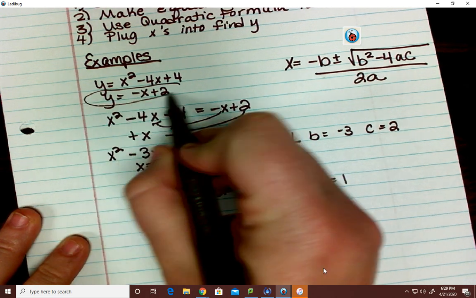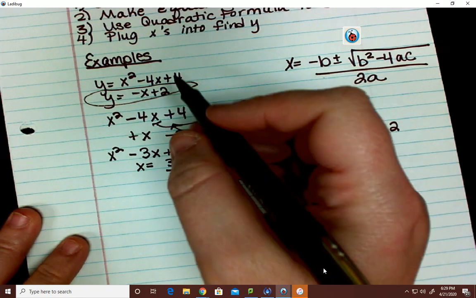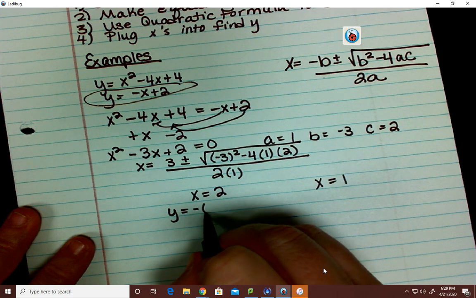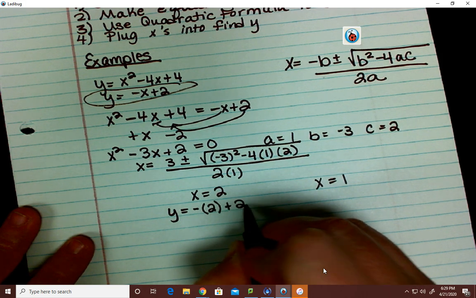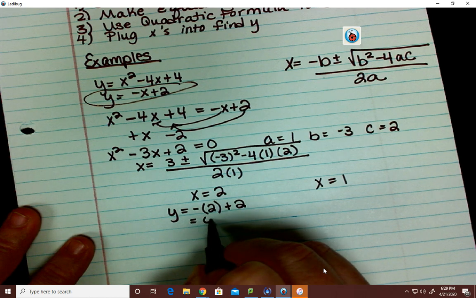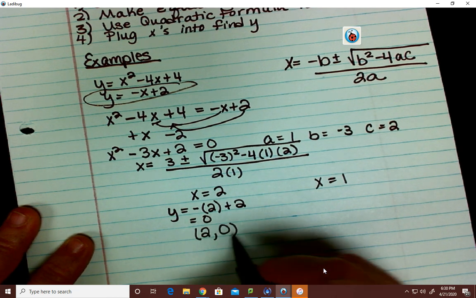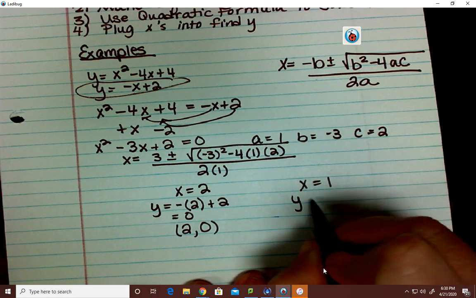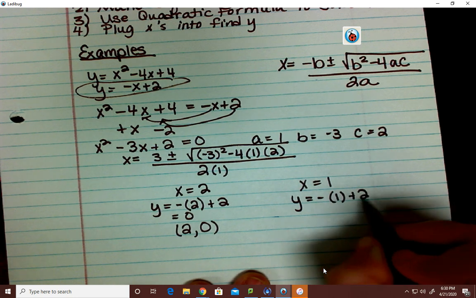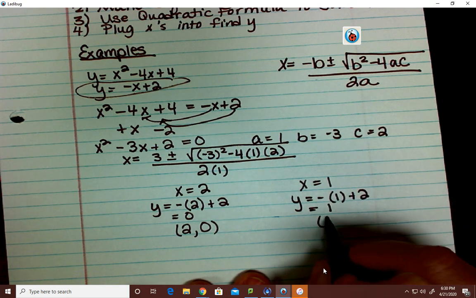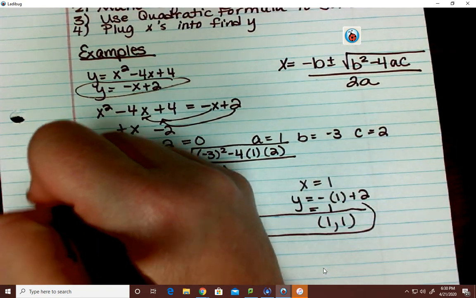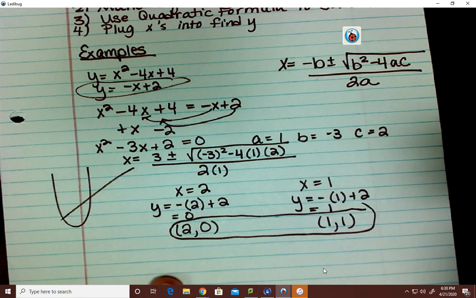This is the easiest equation to use. I'm going to take 2 and plug it in for that x. So that would be negative 2 plus 2, which is 0. So the point 2, 0 is one solution. The other one is 1, so I plug in 1. Negative 1 plus 2 is 1. So I get 1, 1. These are my two solutions. That parabola and that line cross at 2, 0 and 1, 1. Actually, it would probably look more like that.